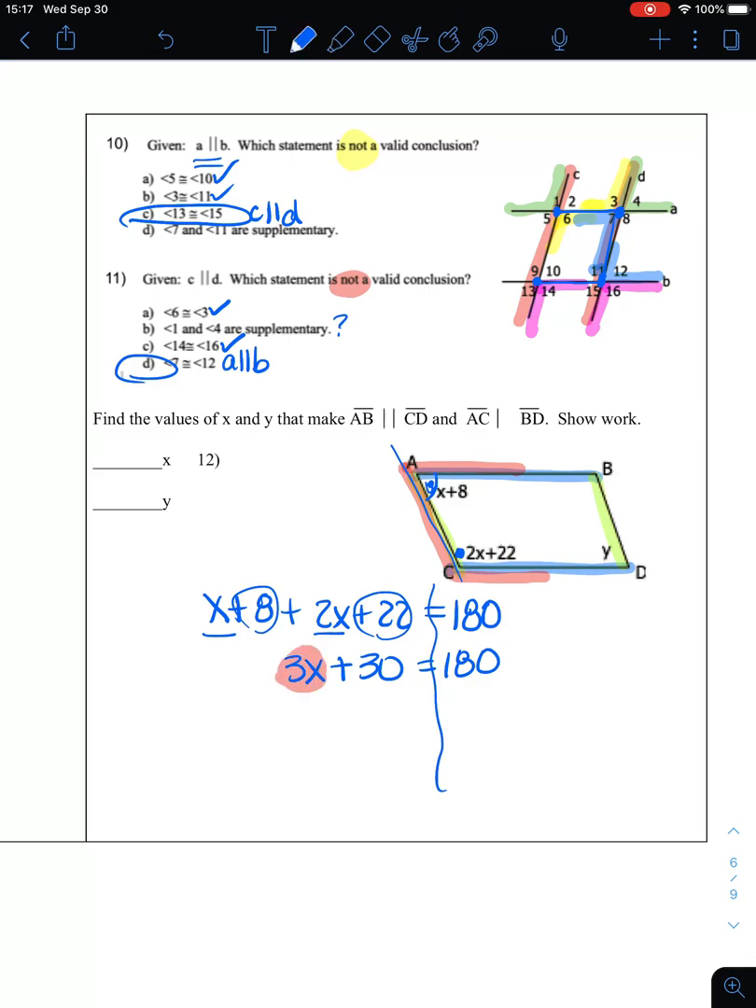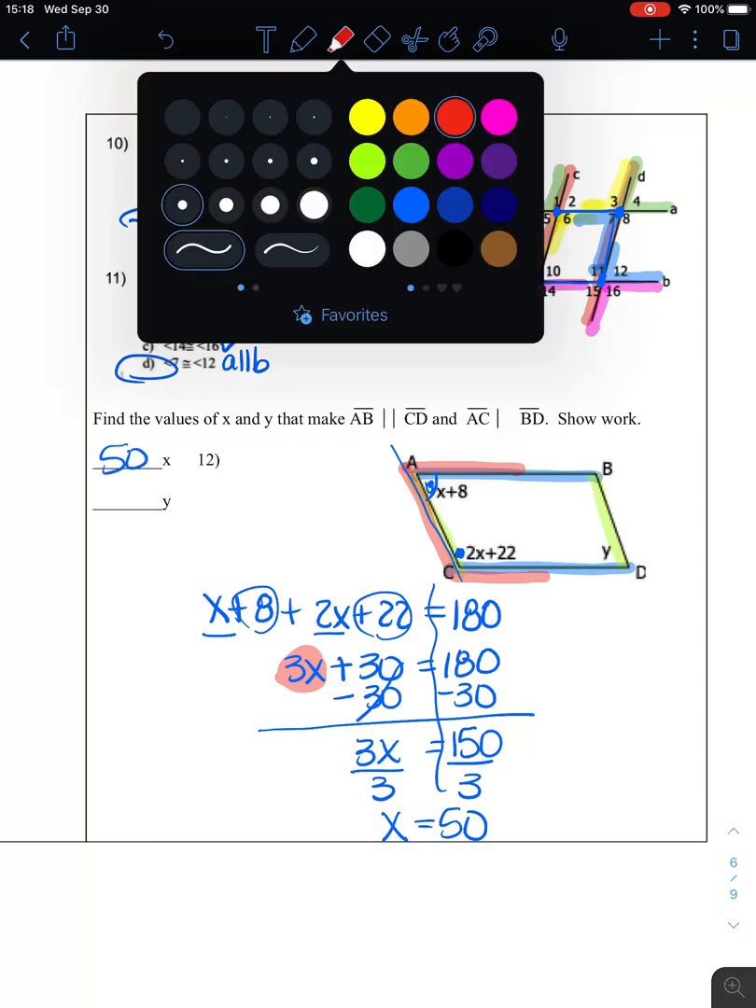I'm trying to get my x values by themselves, so I'm going to leave this one sitting there because it's the only one that has x's. It's a positive 30, so I'm going to subtract 30. Those cancel out. That leaves me with 3x is equal to 180 minus 30, which is 150. Then that's 3 times x, so I'm going to do the inverse, which is divide. So x is equal to 50.